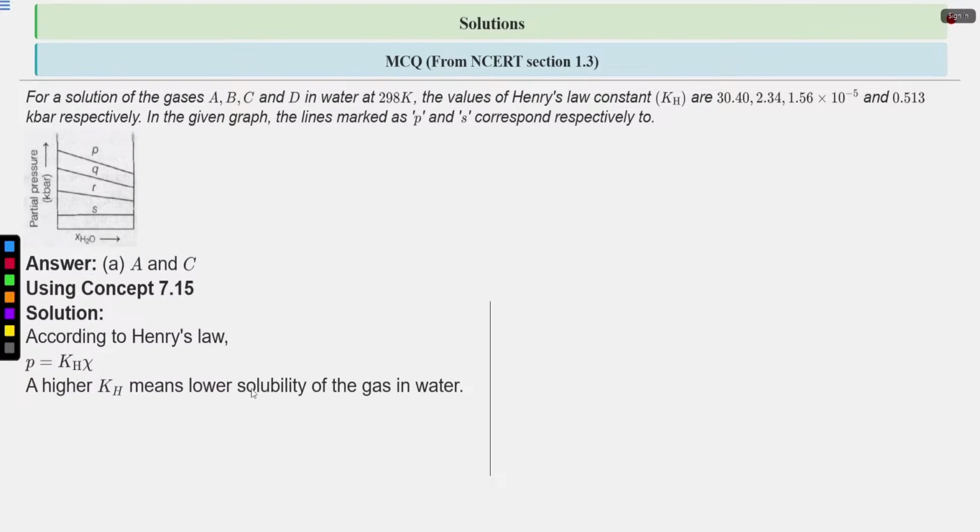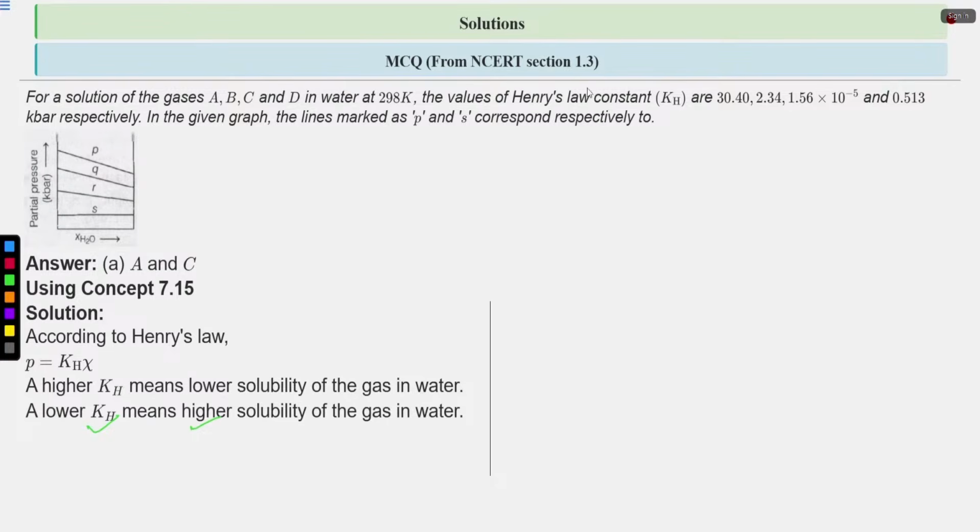A higher KH means lower solubility of the gas in the water. You can also define the mole fraction in terms of solubility. They are present in product terms, that means if you find the value of one of them, the other will go in the denominator on the other side. That means they are inversely related. So if one is higher, the other will be lower. Higher KH means lower solubility of gases in the water, and lower KH means higher solubility of gas in the water. They are vice versa.